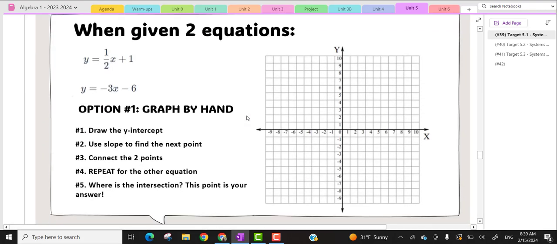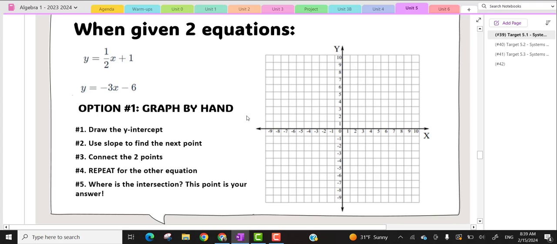Okay, so now I'm going to explain the two options. So, yo puedo explicar las dos opciones ahora. So, option 1, we're going to graph by hand. So, opción 1, podemos graficar por la mano. So, here I have two equations.